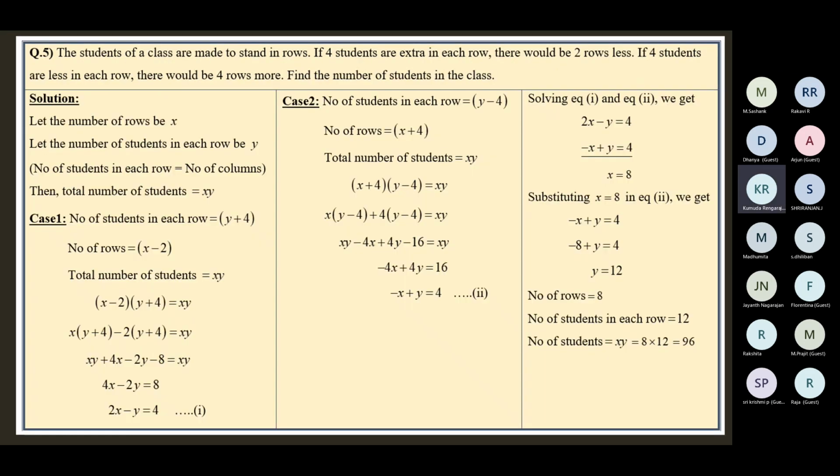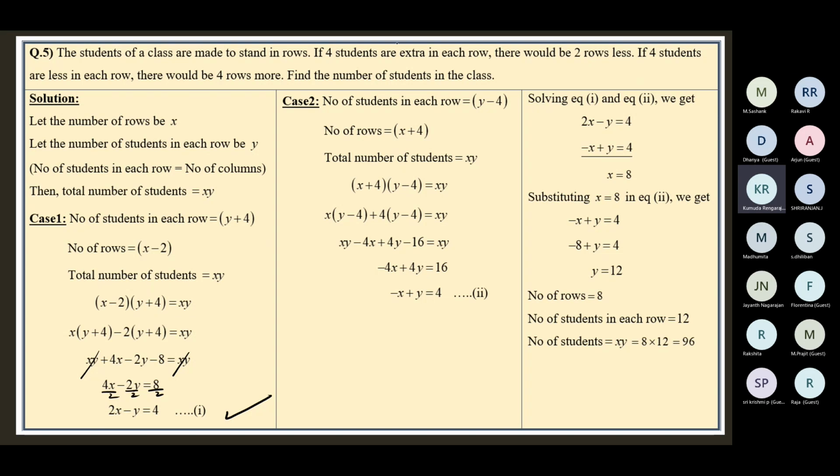So open the bracket, like in 8th standard. How do you multiply a binomial with a binomial? So X into the second bracket Y plus 4, minus 2 into the second bracket Y plus 4, is equal to XY. Then XY and XY on either side get cancelled, and you have 4X minus 2Y is equal to 8. When you divide by 2 throughout, you get 2X minus Y is equal to 4, which is the first equation.